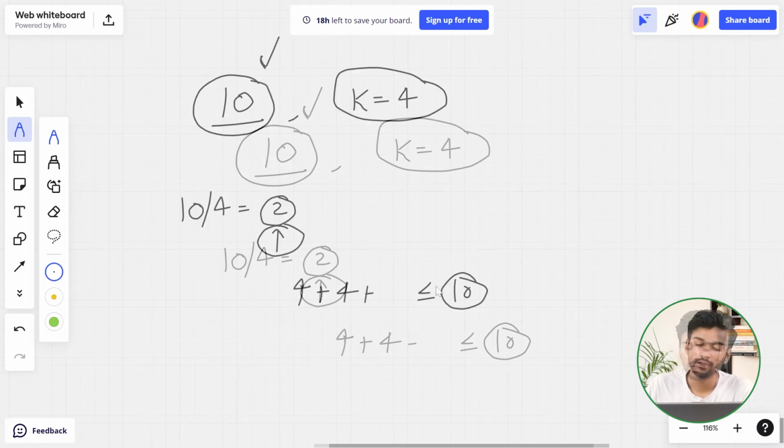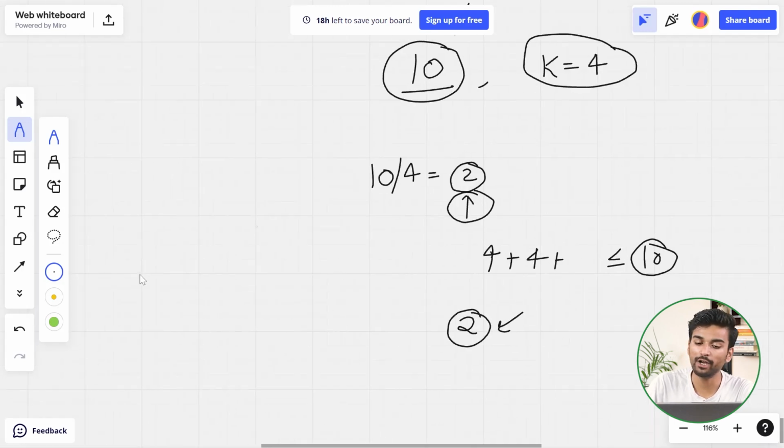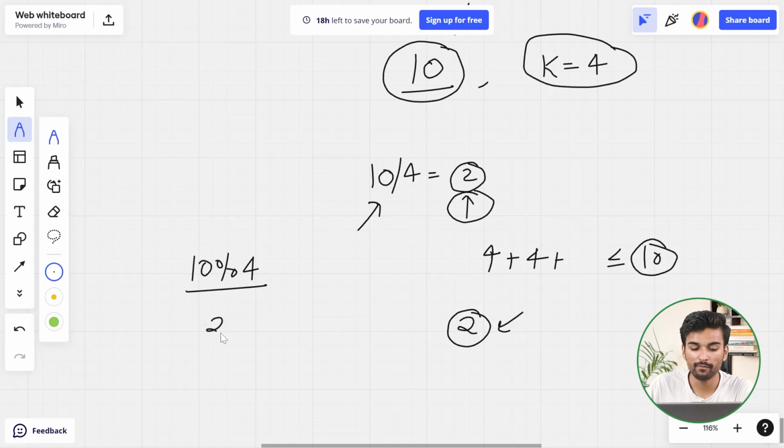Now, what is the remaining value? The remaining value will be 2. It will not be greater than k, right? Let's find the remainder here. We find the remainder by doing the modulo operation. So 10 modulo 4 will give me 2. So what is this value 2? It is lesser than k, right?